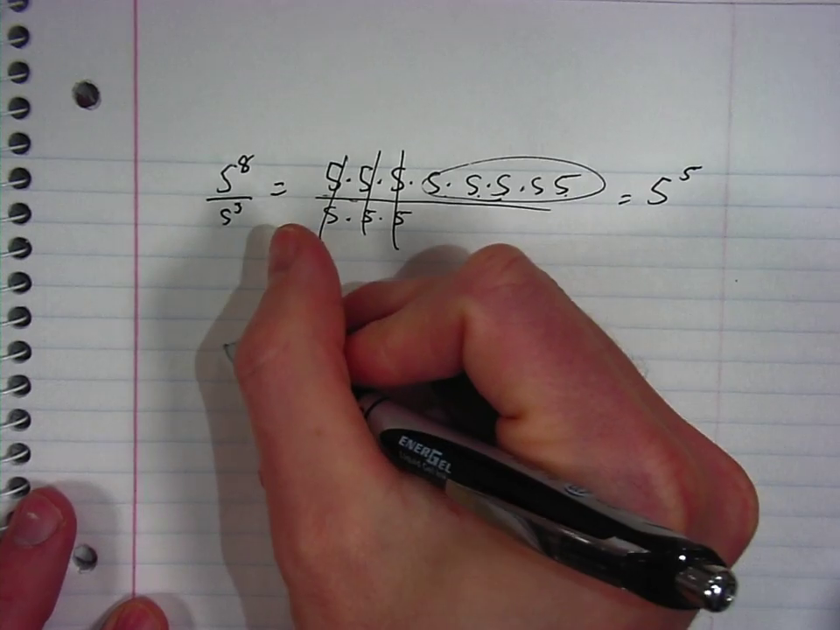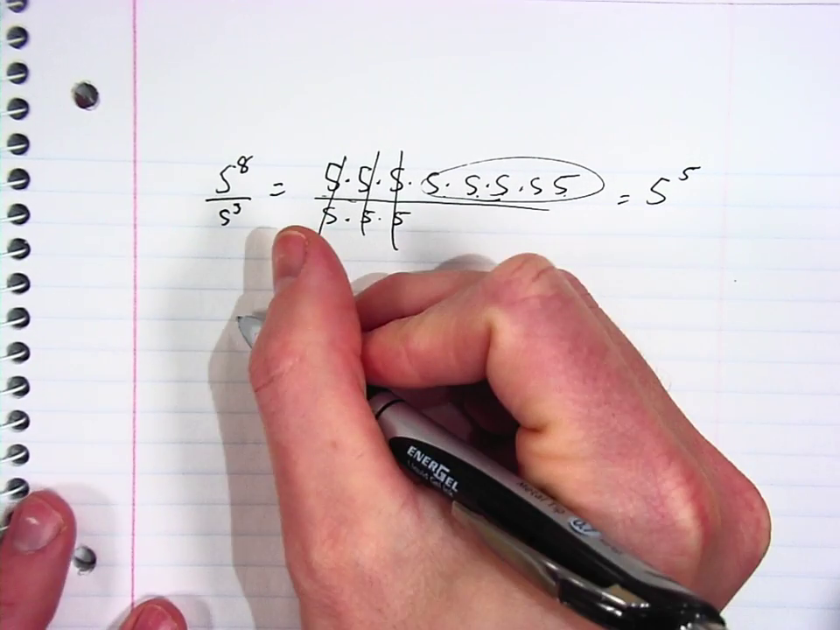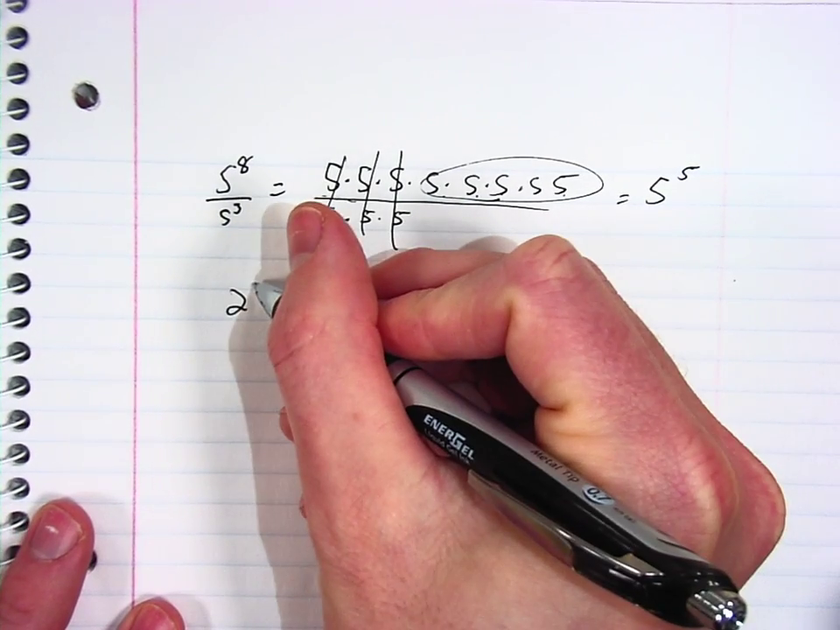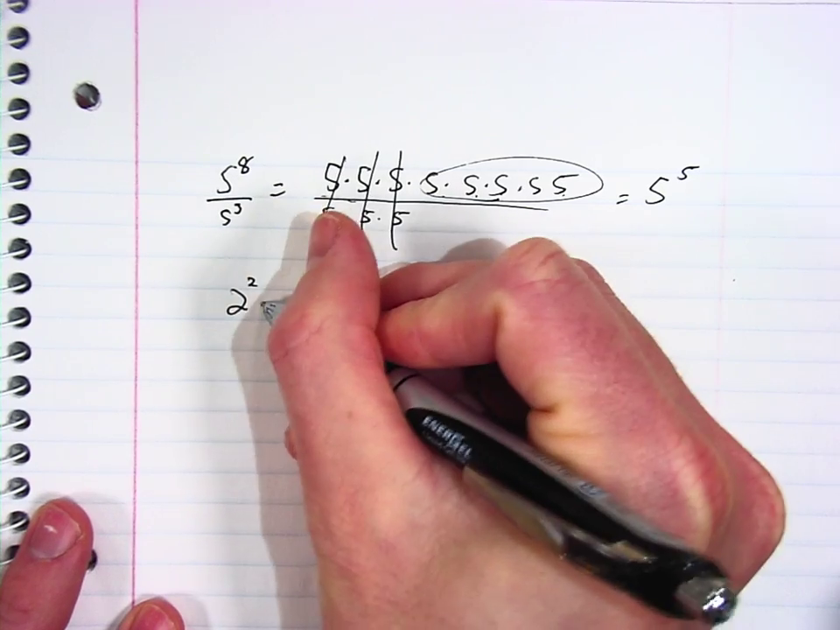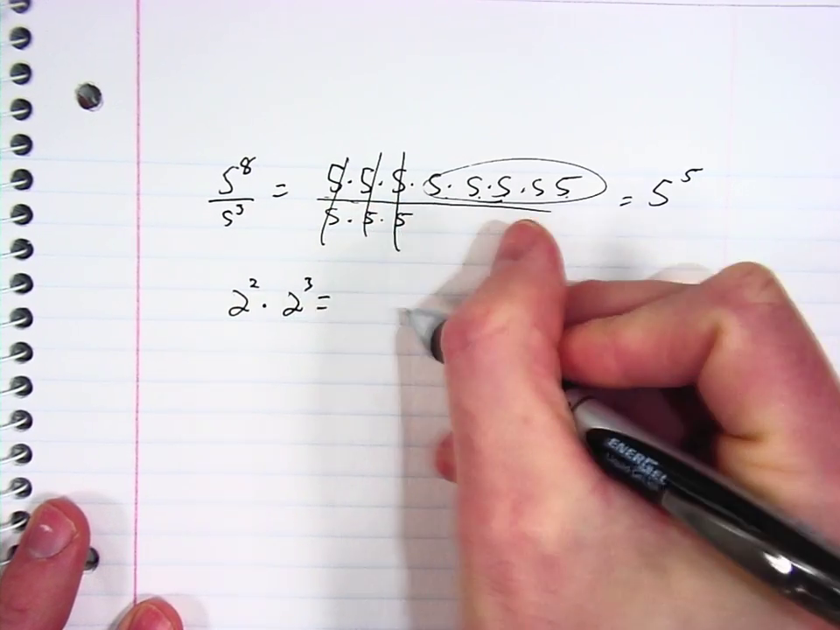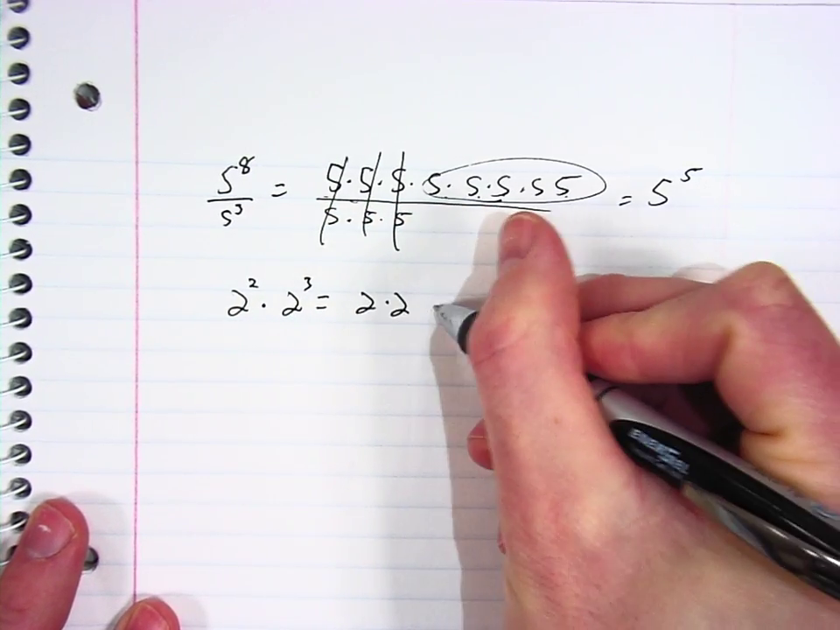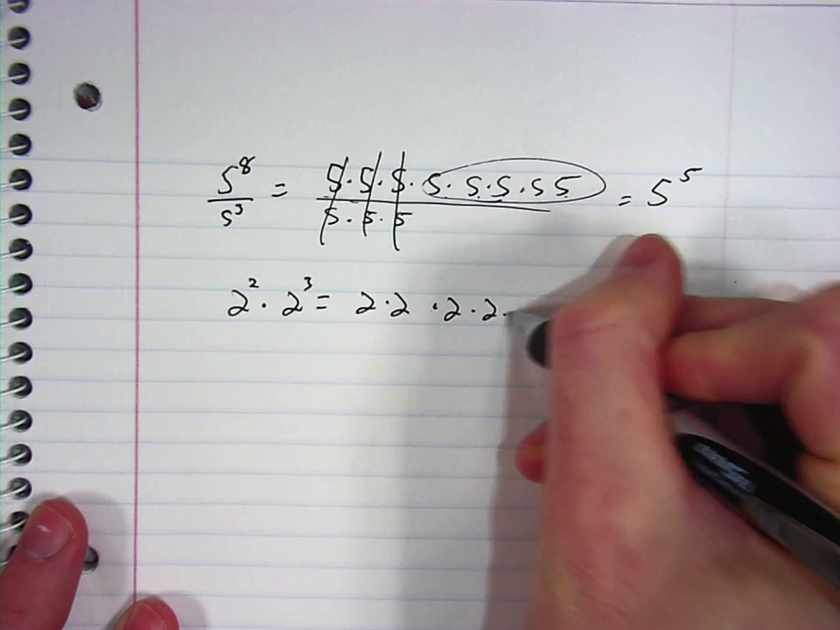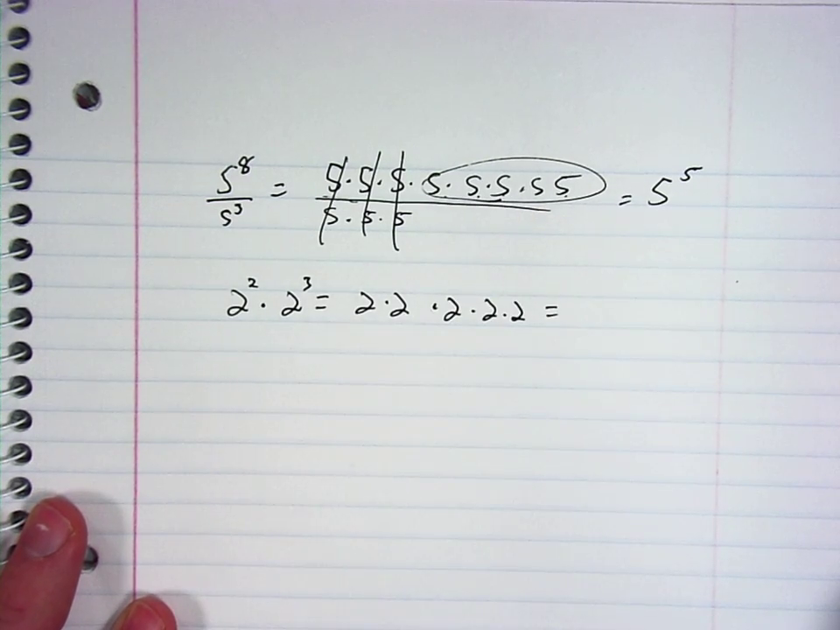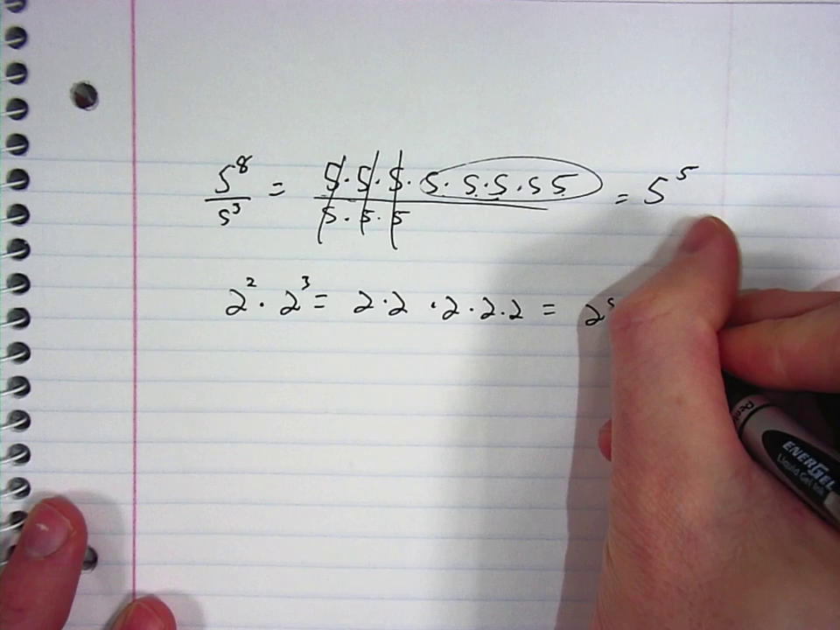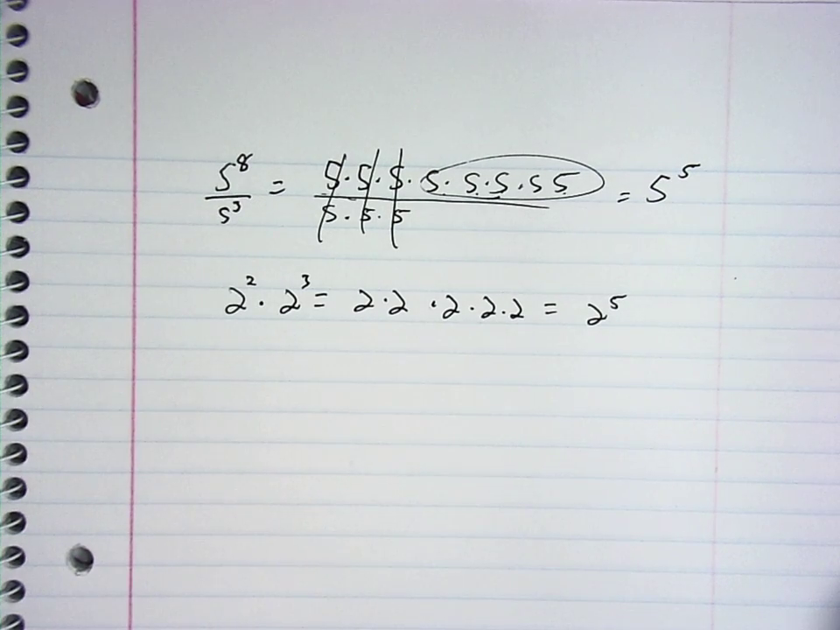Same way when you're multiplying them together here. If I had 2 squared times 2 to the 3rd, that's 2 times 2 times 3 2's. Total there are 5 2's, 2 to the 5th. So that's just another way to illustrate that so you can see that a little more clearly.